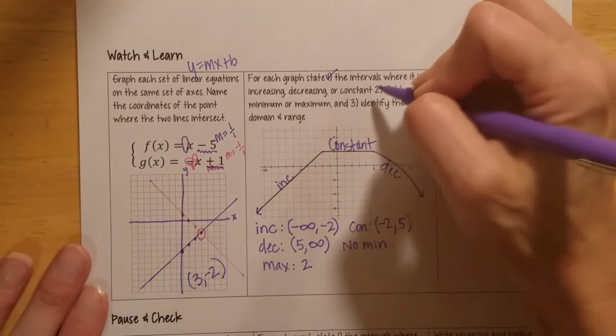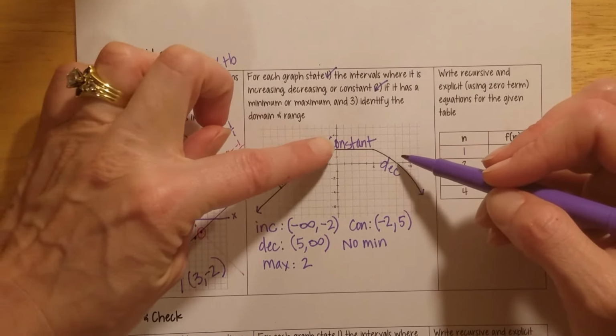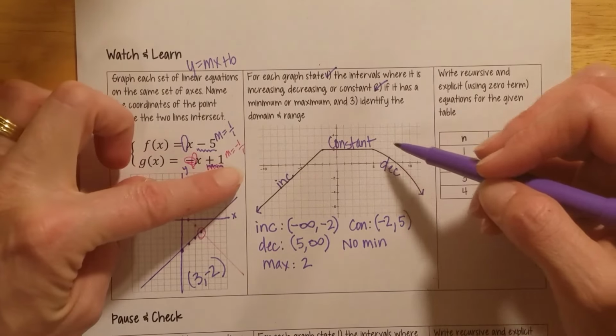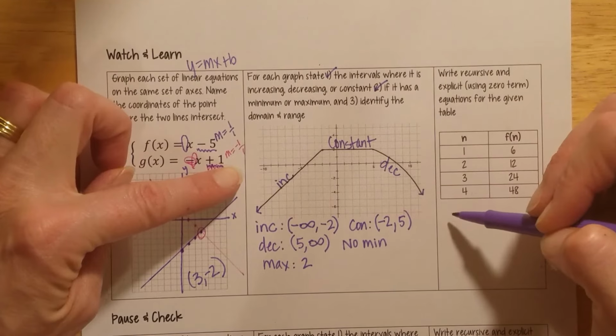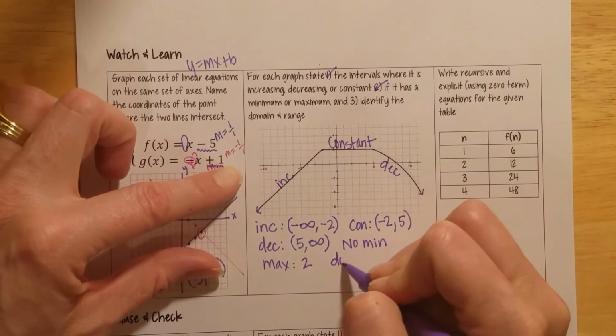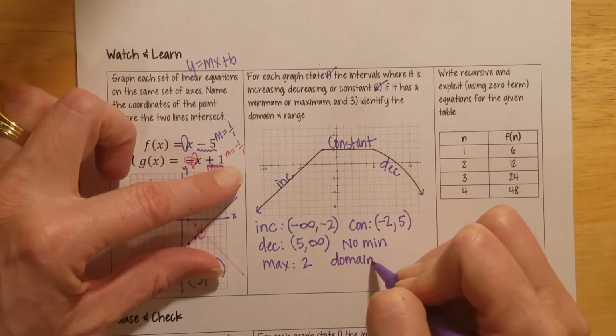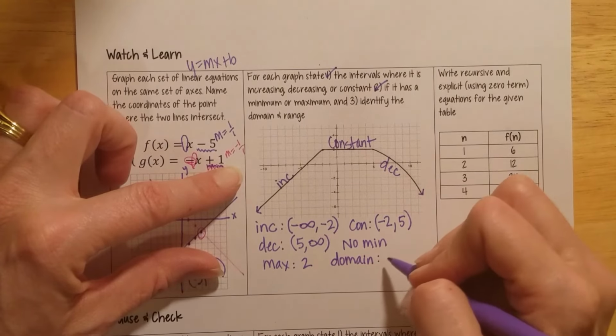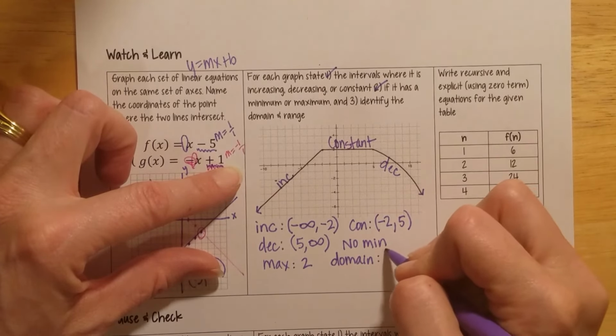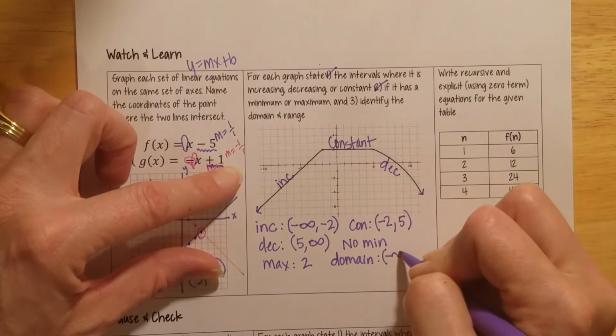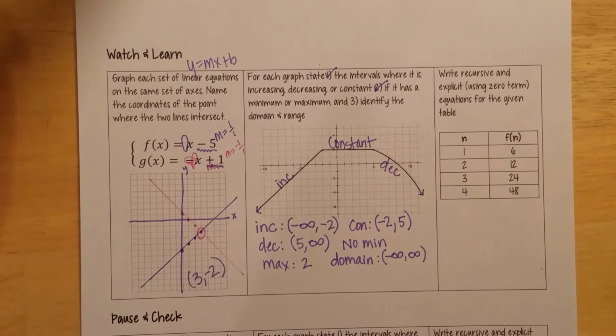And now we want to identify the domain and the range. Well, the domain is the set of all x values. And remember, we talked about how this way it keeps going into negative infinity, and this way it keeps going into positive infinity. So my domain is, you could write all real numbers, or you can write it in interval notation like this. Sorry, I am horrible at writing infinity signs. It goes from negative infinity to positive infinity.